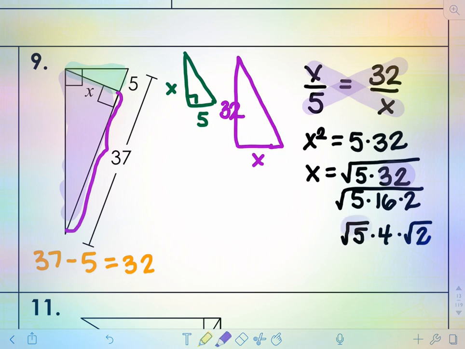Remember, we can put our two square roots together. Okay, so square root of 5 times square root of 2. That's going to give us the square root of 10. And then we still have our 4 out front. So 4 square roots of 10, that's our final answer.